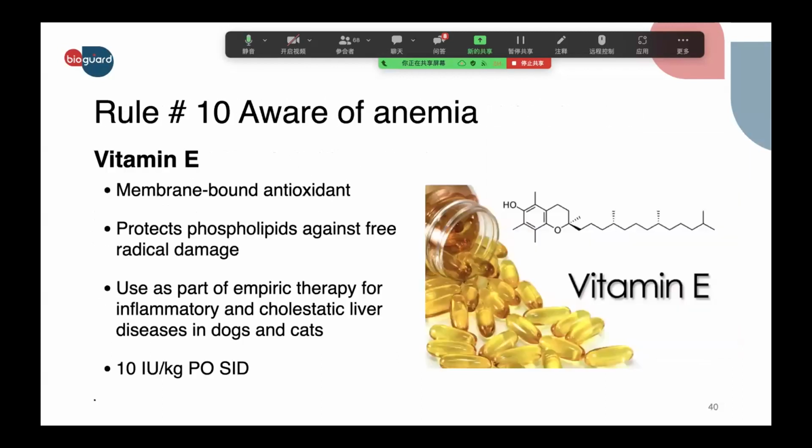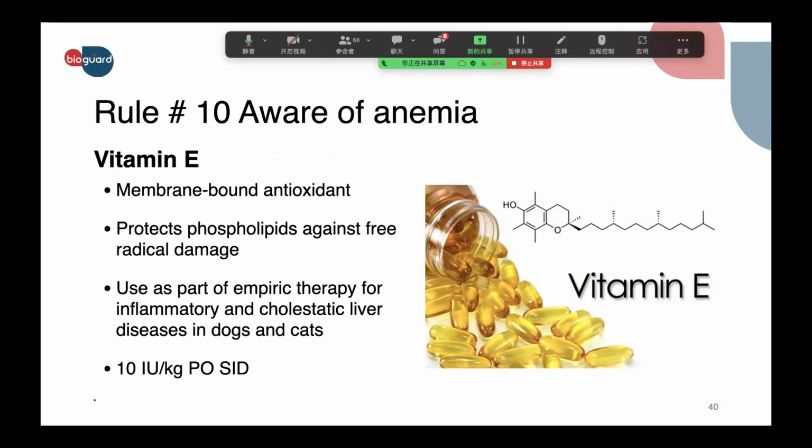And what we can do is give some vitamin E, because vitamin E is a membrane-bound antioxidant and makes the membrane stronger. The dose can be 10 units per kg once daily.